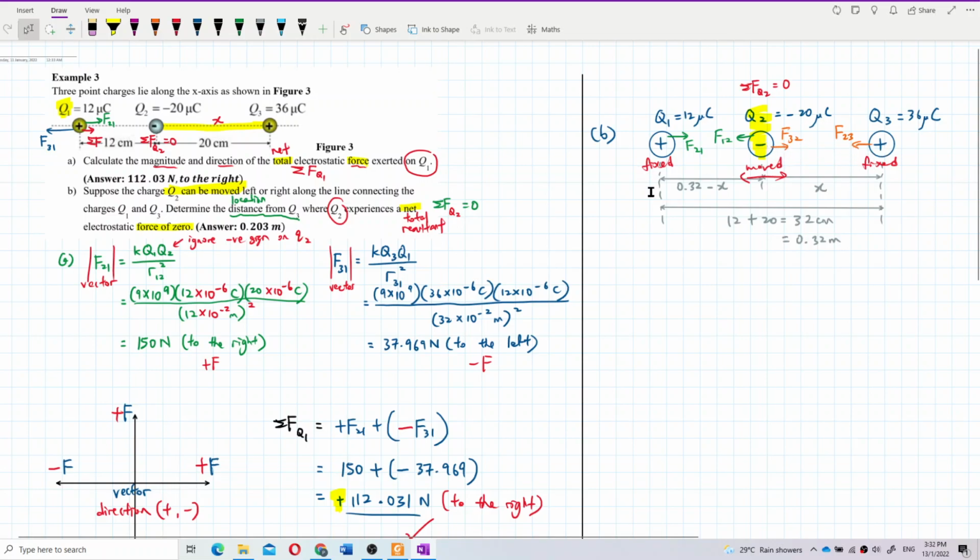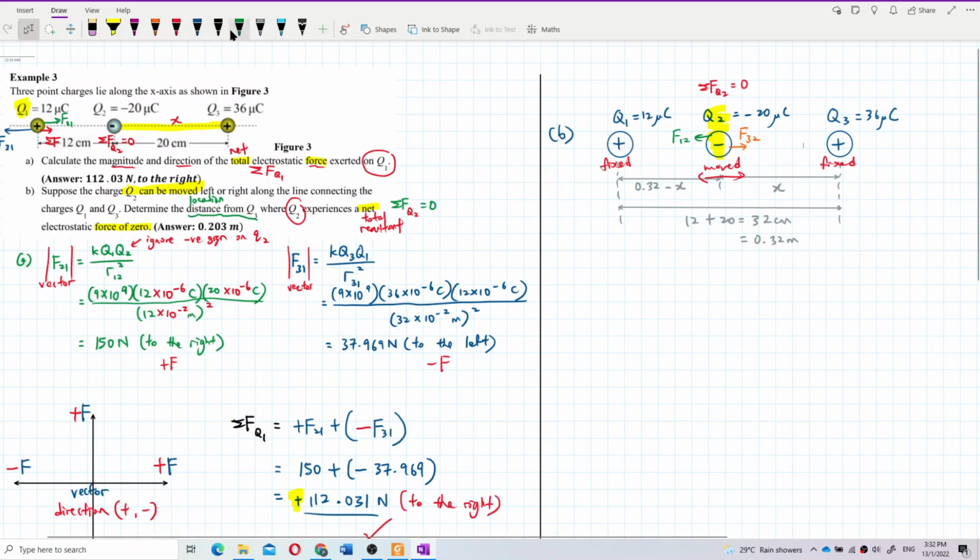But now our focus is on Q2, so you actually don't need to draw the forces on Q1 or on Q3. Just draw these two forces only. We need to find the resultant of these two forces, F12 and F32. When they cancel each other, they become 0, and we need to find the distance x at which this happens. That's our focus.